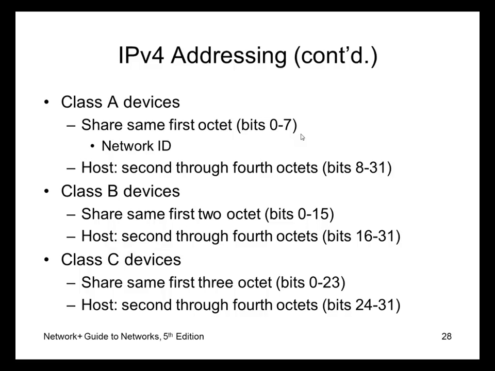Now I said 8 bits. How come this says 0 to 7? So you have a 0. Right, they're counting 0. This is 0, 1, 2, 3, there's 8 of them there. Okay. So 0 through 7 is the network ID, the rest is the host. Class B, the first 2 octets, the first 2 numbers are the network ID. The last 2 are the host. Class C, the first 3 are the network ID, and the last 1 is the host. Okay. We'll see more about that.